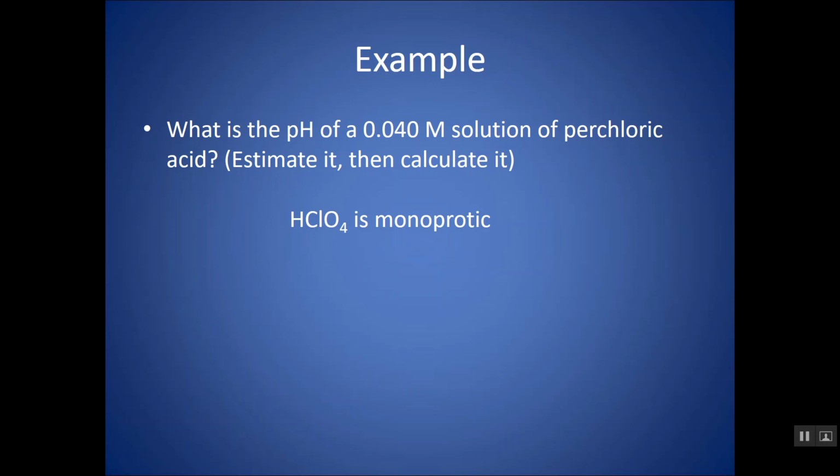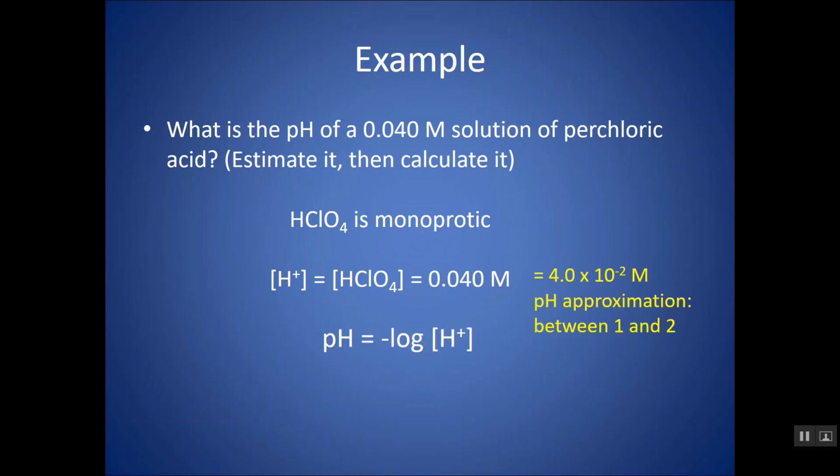Okay. Perchloric acid is monoprotic, meaning there's one H plus for every one HClO4. So the H plus concentration is going to be equivalent to that of the perchloric acid solution's concentration. So my H plus concentration is just 0.04. So if I want the pH, all I have to do is take the negative log of 0.04. And I get 1.4. And you should again be aware of approximating how to get the pH in case you're on the AP for multiple choice questions.